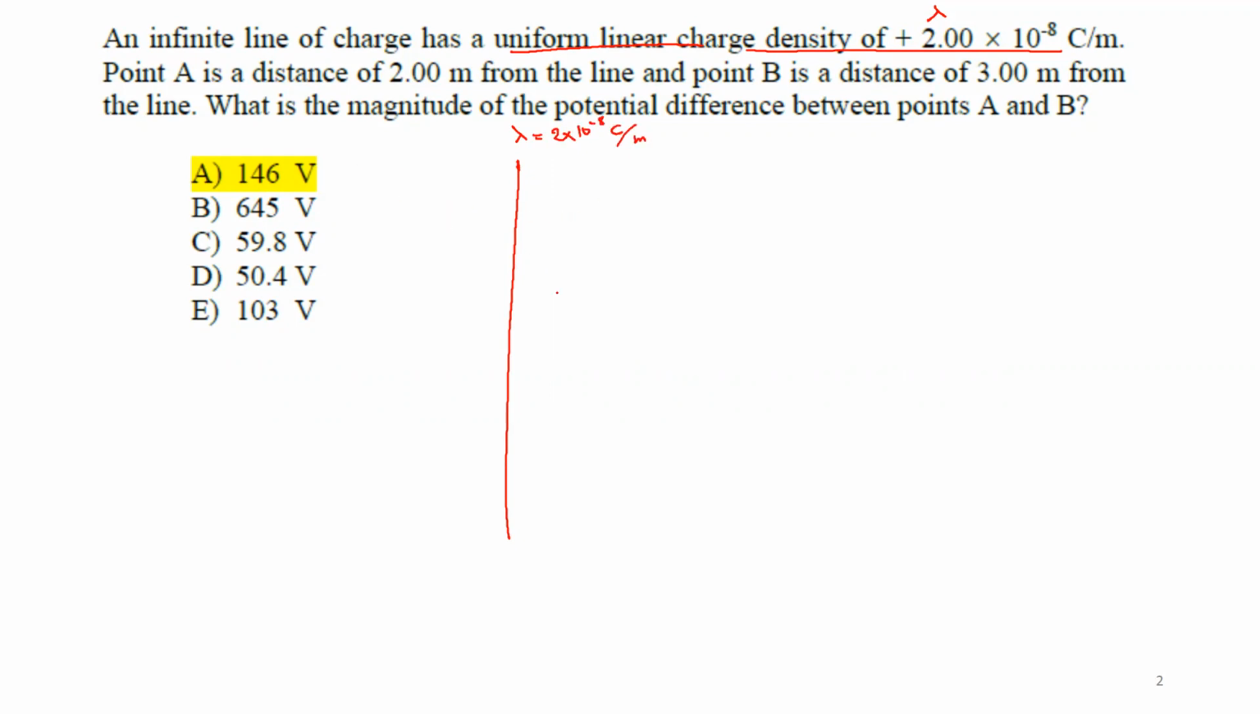A point A is at a distance of 2 meters from the line. So let's say point A is here, and this distance here is 2 meters. And point B is at a distance of 3 meters from the line. Let's say point B is here, and the distance between the line and point B is RB, which is 3 meters. What is the magnitude of the potential difference between point A and point B?